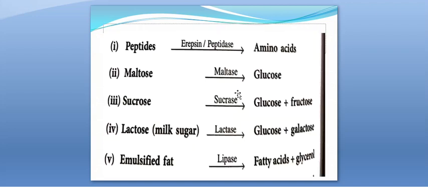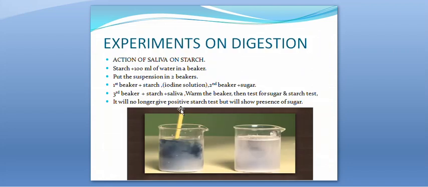This is a reaction which takes place for the intestinal juices. All the changes are summarized. The peptides change to form the amino acids in the presence of peptidase, maltose to glucose in the presence of maltase, sucrose forms glucose and fructose in the presence of sucrase, the lactose, which is otherwise called the milk sugar, to glucose and galactose, and emulsified fat to fatty acids and glycerol in the presence of lipase.